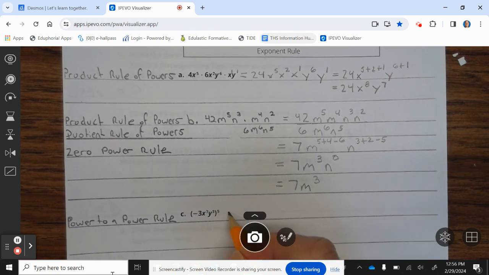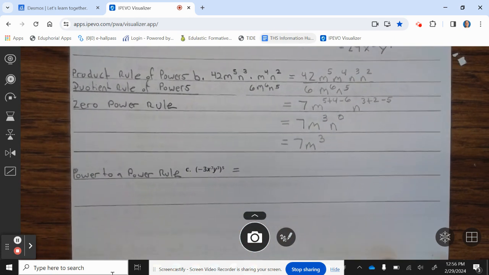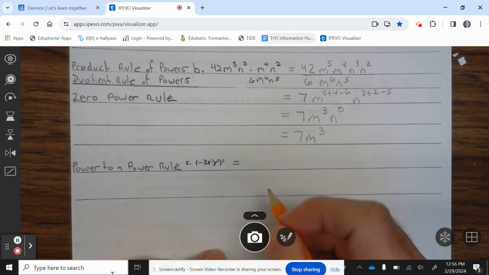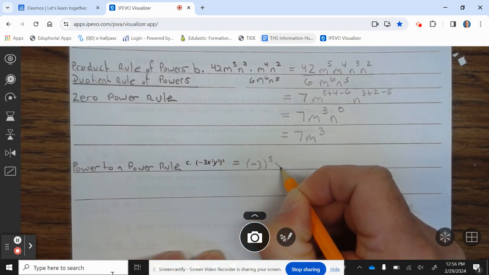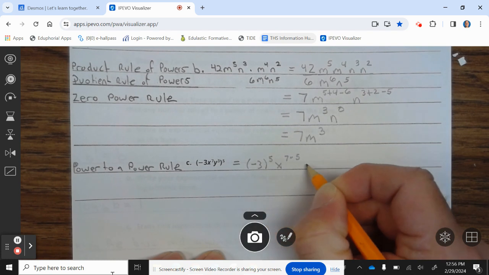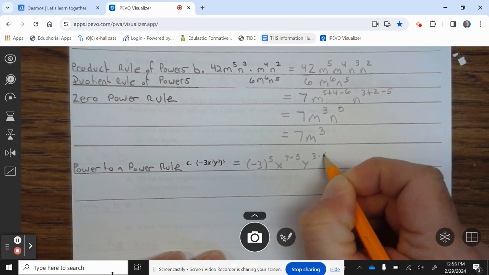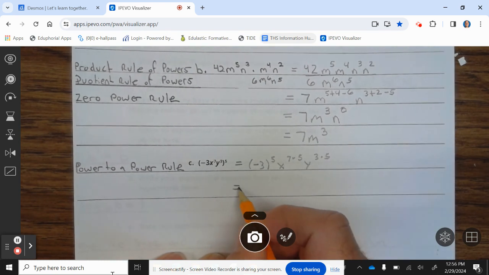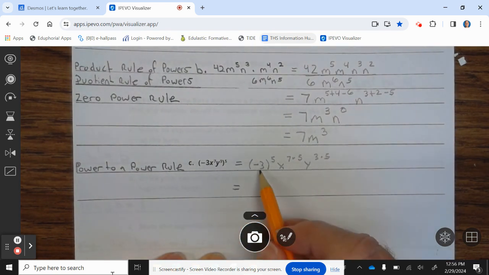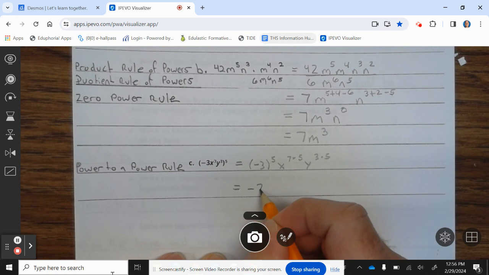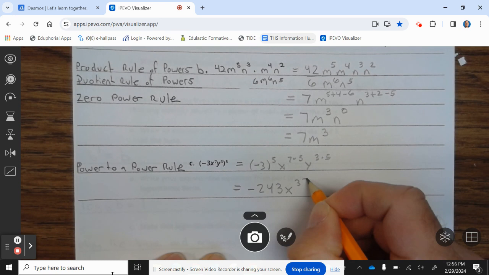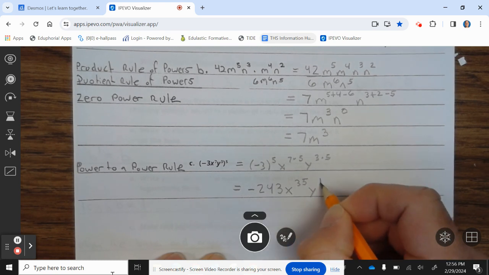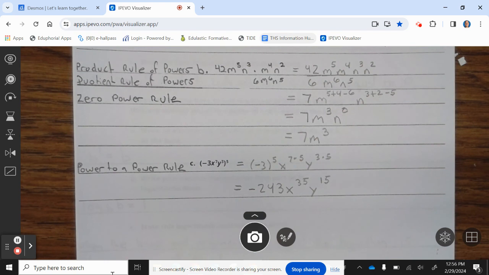All right, let's take a look at C, which uses the power to a power rule. Okay, so this equals negative 3 to the 5th, x to the 7 times 5, y to the 3 times 5, which equals negative 3 to the 5th power is negative 243. x to the 7 times 5 is 35. And y to the 3 times 5 is 15. All right, go ahead and finish it up. All right, let's take a look at the next page.